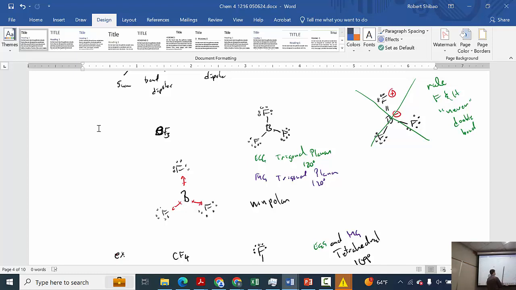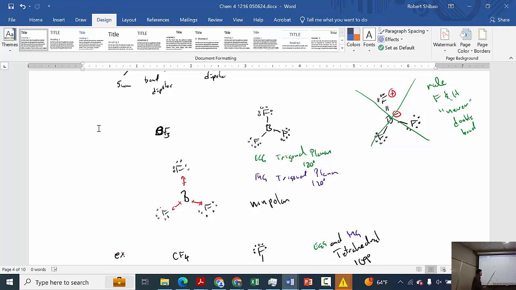So what we have to do is live with less than an octet. Oh, that's going to make it reactive. And in fact, boron trifluoride is quite reactive. But the EGG is trigonal planar, and the MG is going to be trigonal planar. We don't expect any distortions here. All the angles should be 120 degrees.